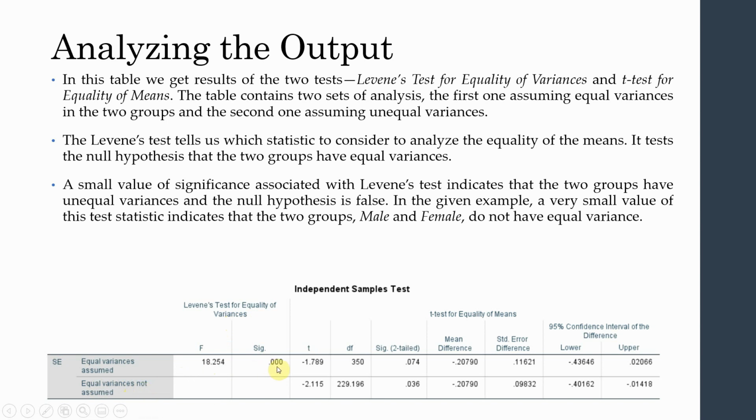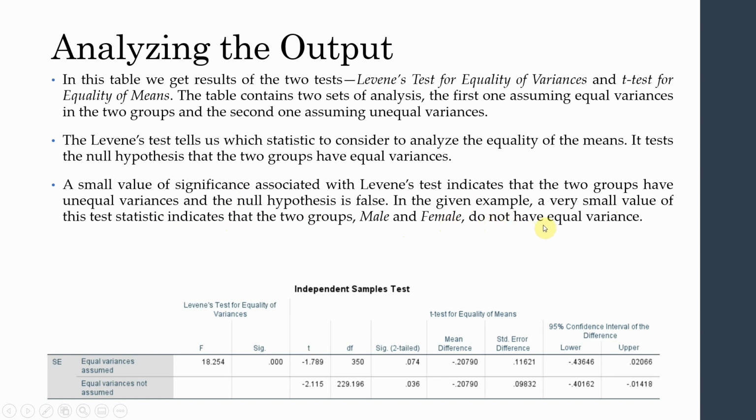What if this was greater than 0.05? Then we would have said equal variance assumed. In the given example, a very small value of this test statistic indicates that the two groups, male and female, do not have equal variance.